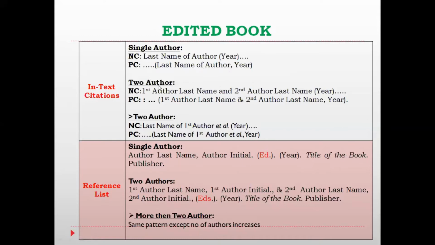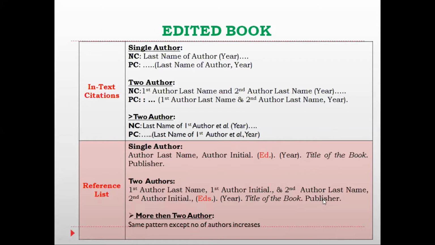And in the case of two authors, similarly, Cruise and Bachchan, and then the year of publication. In the case of parenthetical citation, it will be the sentence, and at the end of the sentence will be Cruise and Bachchan, comma, the year of publication. But here, because of two authors, the first author's last name will be Cruise, T., comma, and Bachchan, A., comma. Here you use Eds. because there are two editors. Next will come the year of publication, the title of the book in italics, and the publisher.